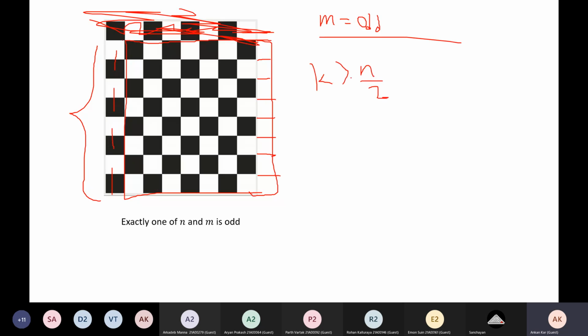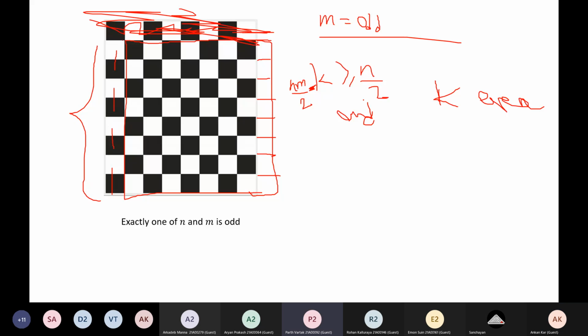K must be greater than or equal to n by 2, and k must be even. You can see why, right? K is even as before, and here you need n by 2. So it will be nm by 2 minus k must be greater than or equal to n by 2, because k is the number of horizontal, so the number of verticals must be greater than or equal to n by 2.